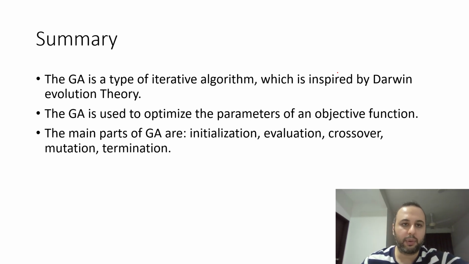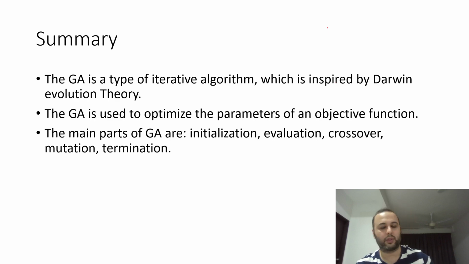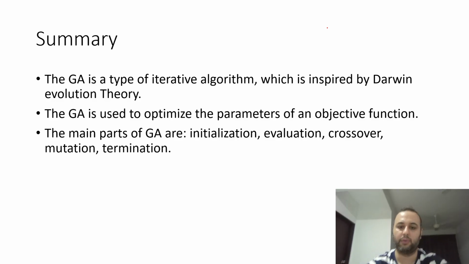Okay, summary. The GA is a type of iterative algorithm which is inspired by Darwin's evolution theory. The GA is used to optimize the parameters of an objective function. The main parts of the GA are initialization, evaluation, crossover, mutation, and termination. Okay, I think that's all for this lecture. And good luck, and thank you for watching.